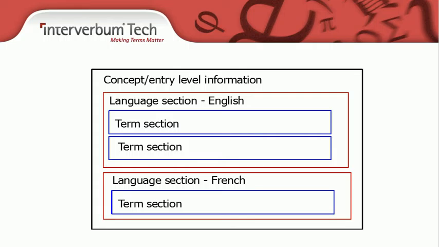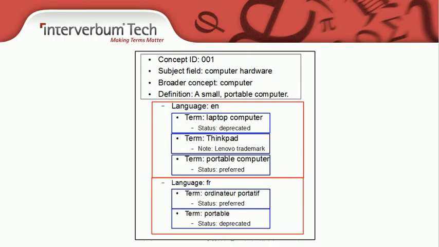You kind of need to know this because when you create your database, you have to assign fields to levels of the entry. Now here's an example of some data that might appear at these different levels. At the concept level, the very top, we have something like the subject field. This is a concept about a laptop computer, so maybe the subject field could be computer hardware versus computer software, for example. A broader concept at the concept level, that would be a relation to other entries. In this case, the broader concept is computer, and maybe a definition.